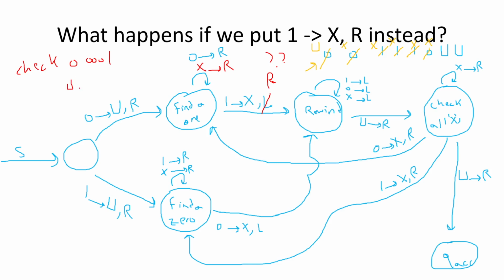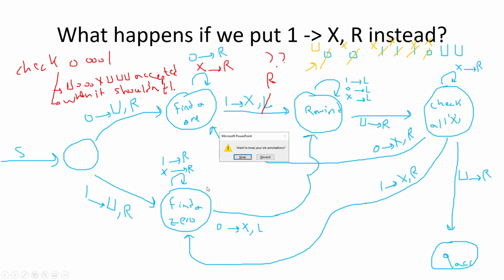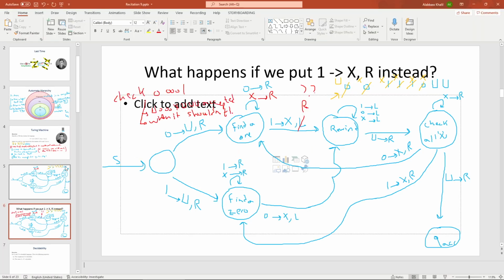It'll become a blank, and then we go over here. This becomes an X. Blank, blank. Accepted. When it shouldn't. Hopefully that's clear. Okay, good enough.